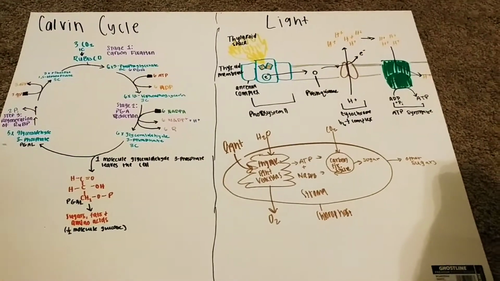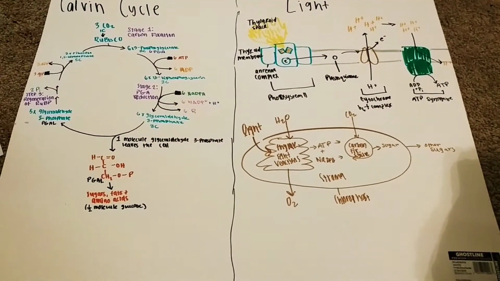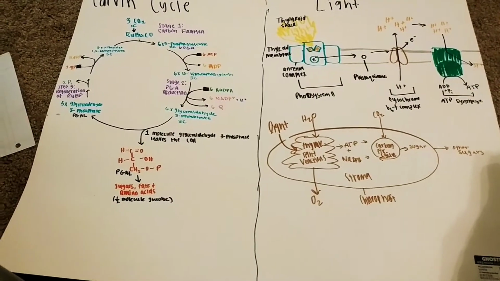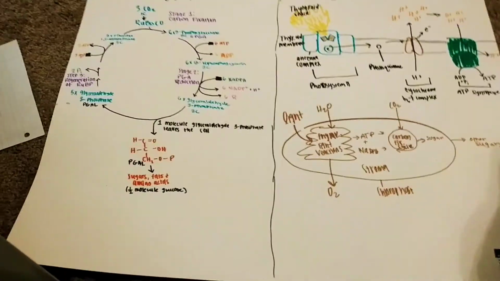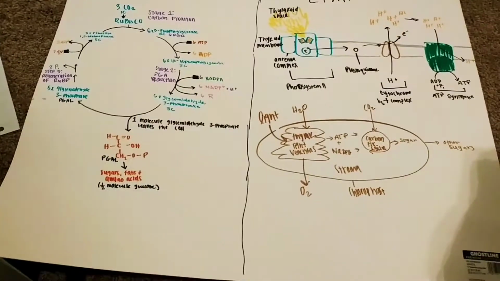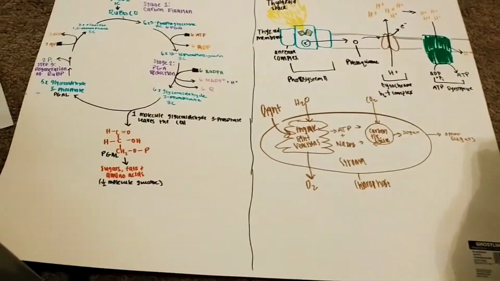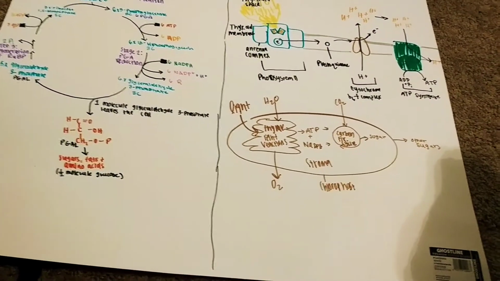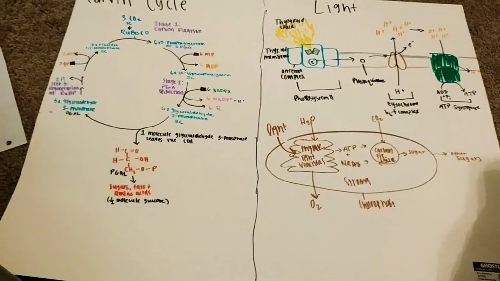In the Calvin cycle, it doesn't need light to do this, so this usually happens at night when the moon is out, and it takes in carbon dioxide. It's in the stroma of the chloroplast, which is different than the light reaction.